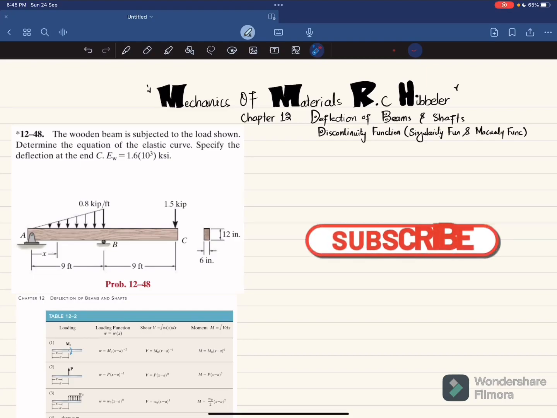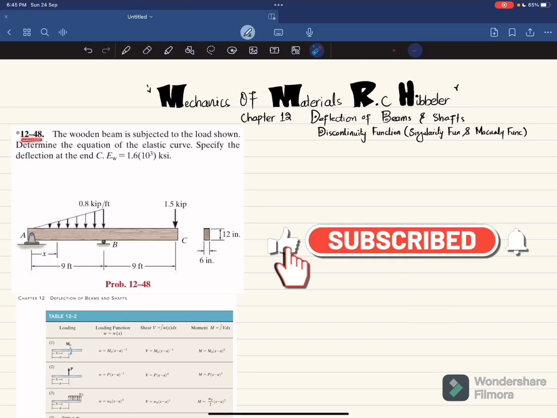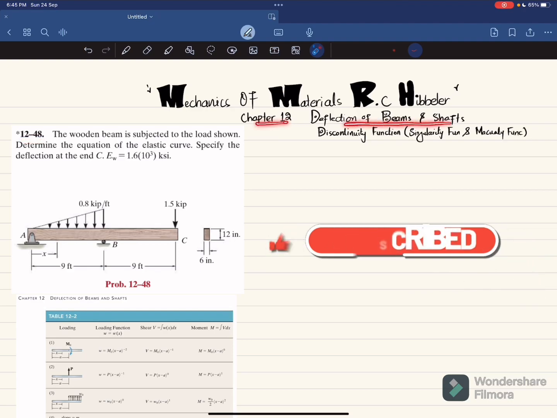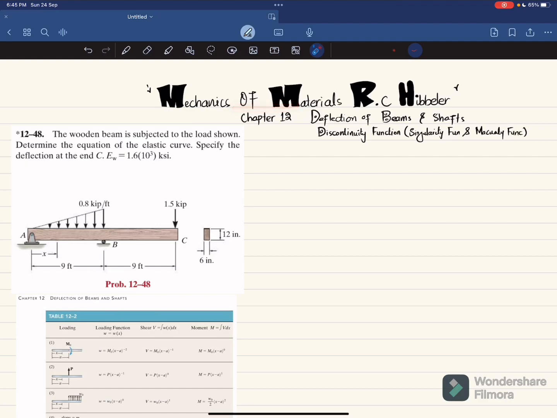Welcome back. In this video, we are going to solve problem 12-48 that is taken from chapter number 12, Deflection of Beam and Shaft, and the book name is Mechanics of Materials by R.C. Hibbeler. The statement is: the wooden beam is subjected to the load shown. Determine the equation of elastic curve. Specify the deflection at end C.